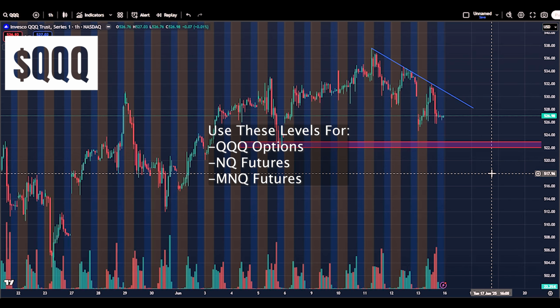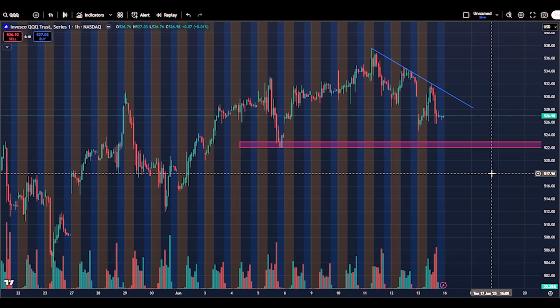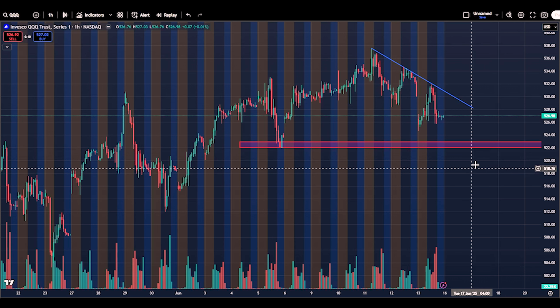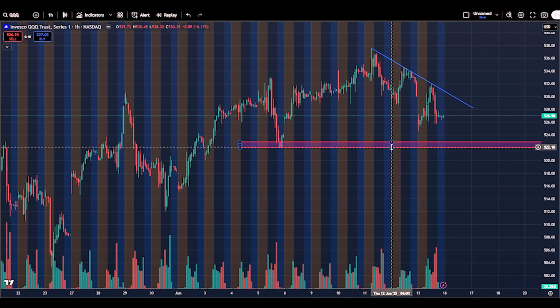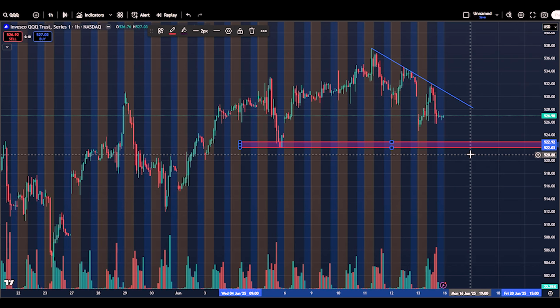Up next, ticker QQQ. You can trade options with QQQ or NQ. So let's talk about this. A little different looking, right? Looking for a possible bounce down here. See the zone numbers, top and bottom there.